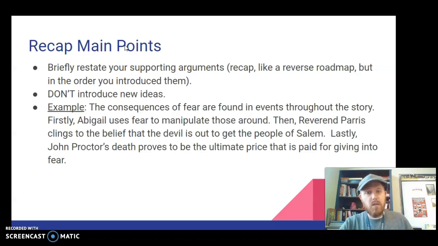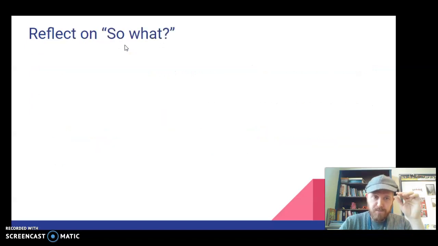For example, if I said that the consequences of fear are found in events throughout the story: 1. Abigail uses fear to manipulate those around her. 2. Reverend Parris clings to the belief that the devil is out to get the people of Salem. And 3. John Proctor's death proves to be the ultimate price that is paid for giving in to fear. So basically what I've done with recapping my main points is I've restated my topic sentences for my body paragraphs and maybe mixed in a little bit of the analysis that I did as well with those paragraphs.